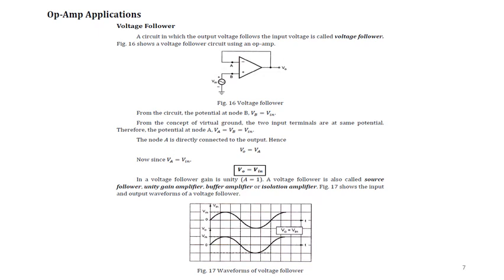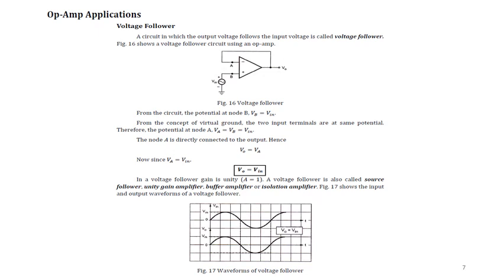Now since VA is equal to Vin, in a voltage follower the gain is unity. A voltage follower is also called a source follower or unity gain amplifier, or a buffer amplifier, or an isolation amplifier.